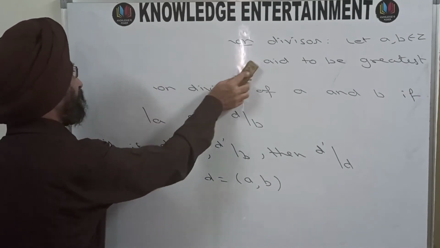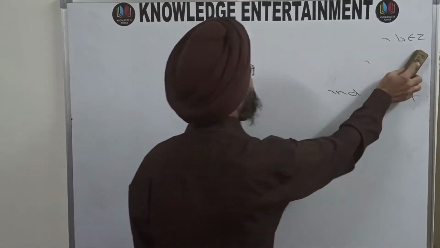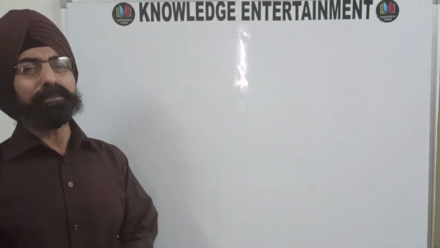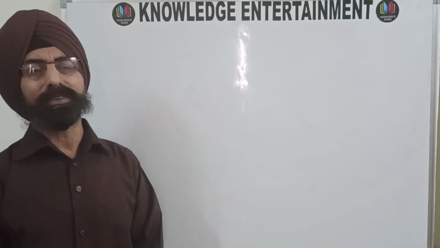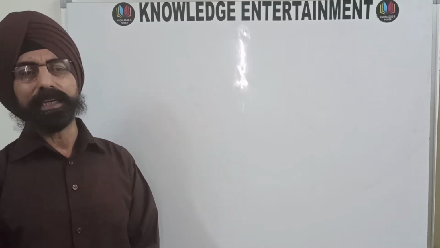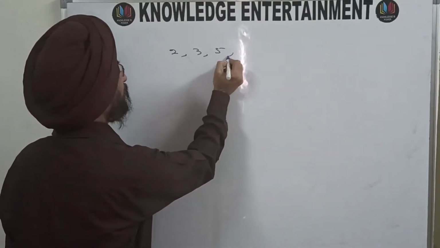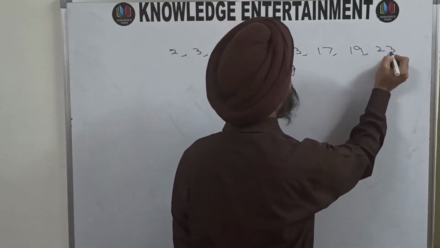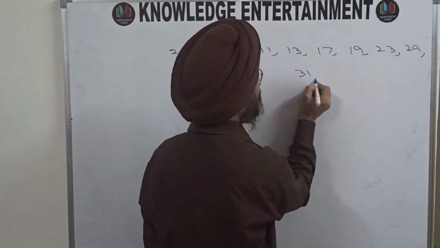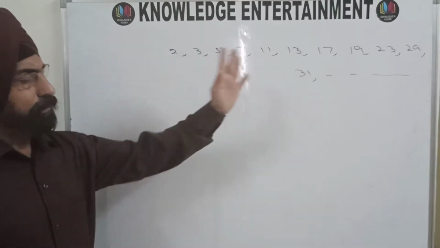Then there are some basic facts about divisibility, about divisors. One of the basic concepts is the concept of prime numbers and composite numbers. Prime numbers are those numbers which have only two divisors, 1 and the number itself. For example, 2, 3, 5, 7, 11, 13, 17, 19, 23, 29, 31 and so on. There are infinitely many prime numbers.